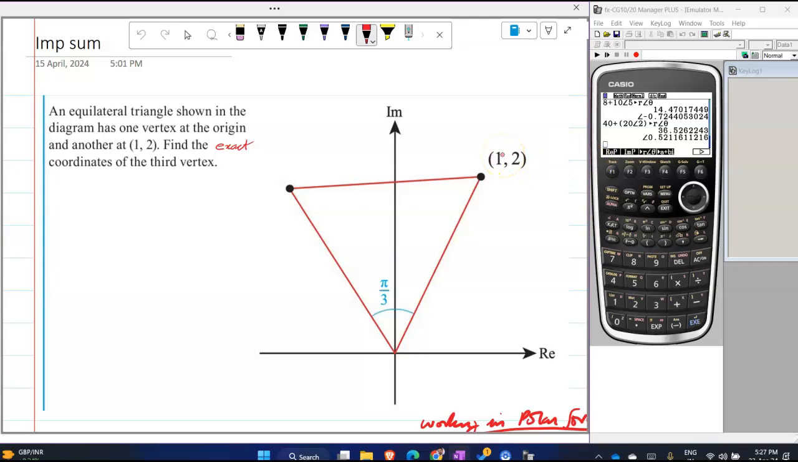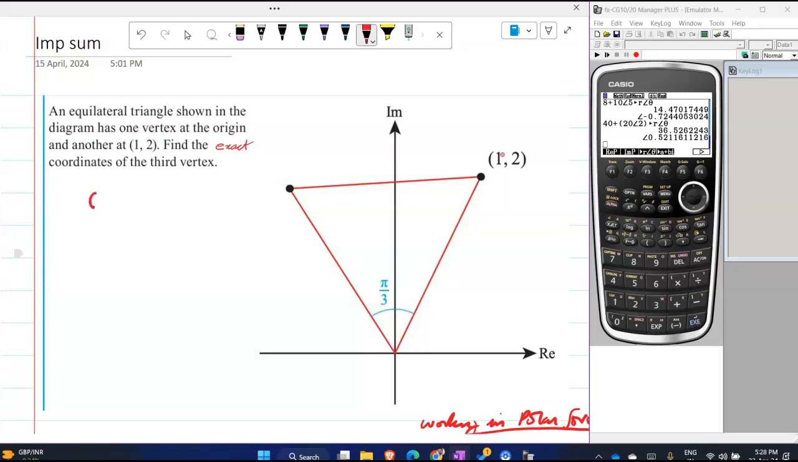So 1, 2 will be rotated. Now you have to see what it is getting stretched by. Is it getting stretched? Is it getting rotated? So if you want the exact coordinates, I'll write my A. What's my A? 1 plus 2i.